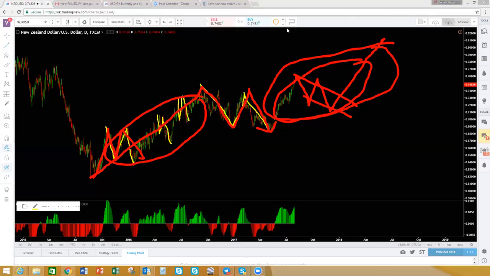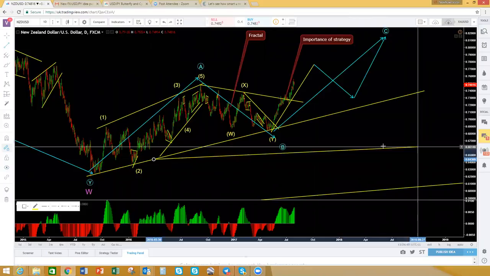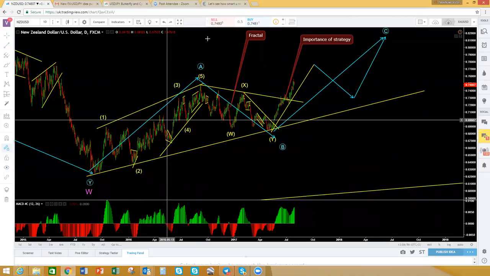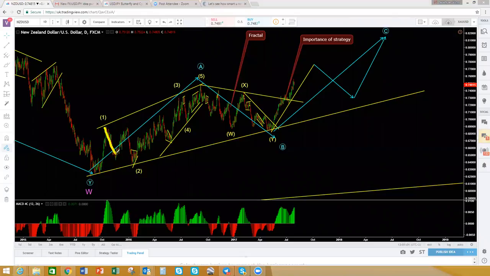So let's look at the drawings that I've got here and just show it with the labelings. First of all, I can already see that I've got a leading diagonal in wave A. Okay, my mouse keeps going off screen. A leading diagonal. So we know the rules of a leading diagonal. It's always three subdivisions, right?